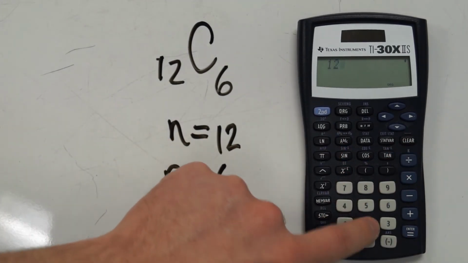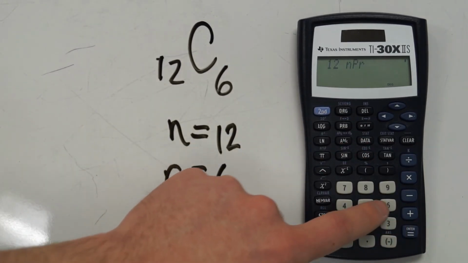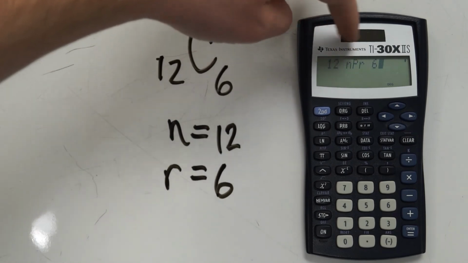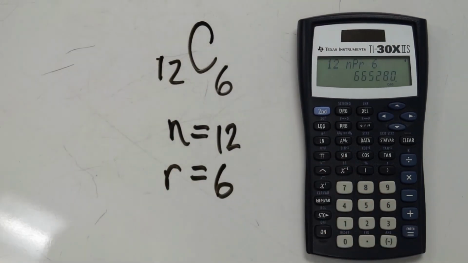So if I were to say 12, P, because this basically just means that that is the n and that is the r. So you put that in and you get a much larger number.